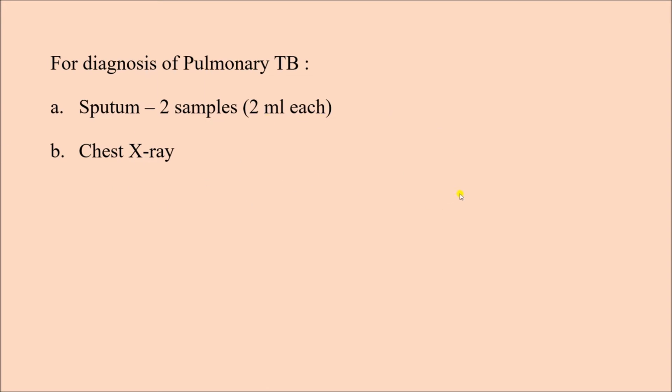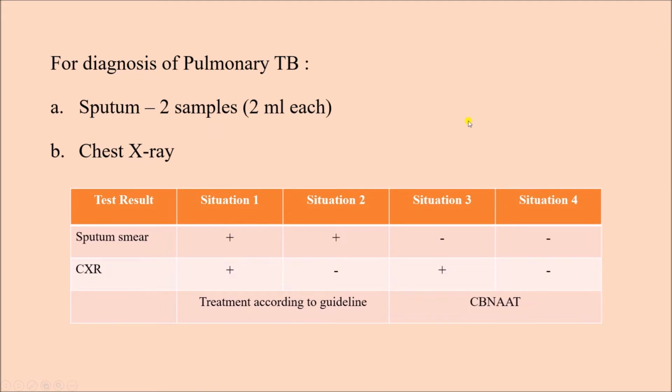And obviously you can do a chest X-ray. So in certain situations, the results for different tests can be different. For example, in situation 1, the sputum smear can be positive for the bacteria, and the chest X-ray may be suggestive of tuberculosis.